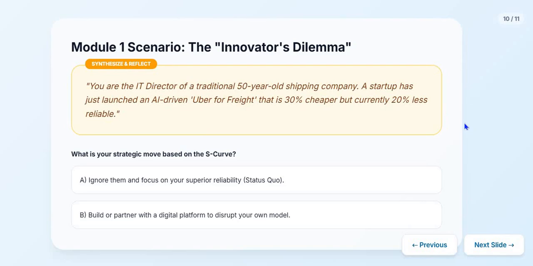Next, the scenario for the innovator's dilemma. To wrap up Module 1, this is a general case study. Here is a challenge for you. Imagine you are the IT director of a traditional company and a cheaper AI-driven startup emerges. Do you ignore them because you are more reliable, or do you disrupt your own business model before they do? There is no safe middle ground in digital evolution. So you either lead the change or you are changed by it.